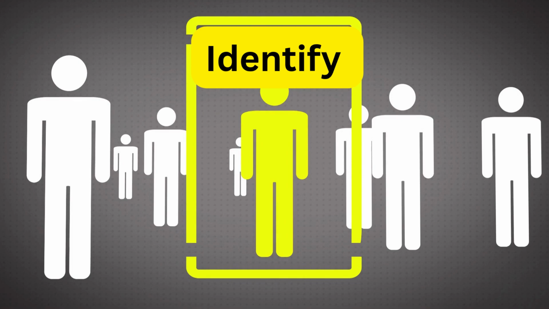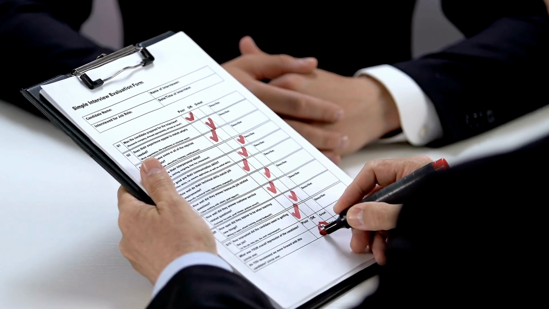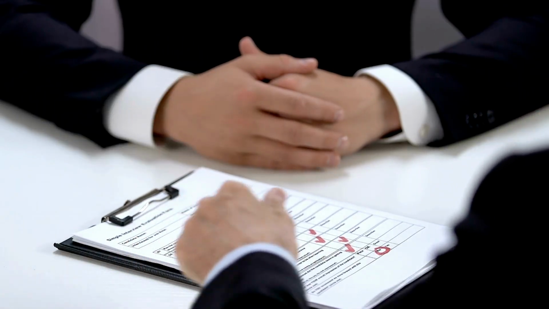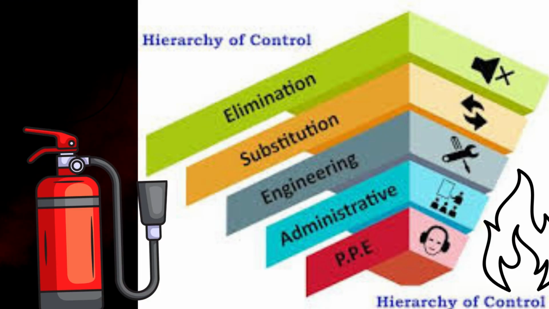Evaluate and control. This is the action step, where you apply control measures using the strict hierarchy of control in this order. The best step is to eliminate the hazard completely. Next, substitute a hazard with a safer alternative. Then, install engineering controls like fire doors, sprinklers, or dedicated ventilation.